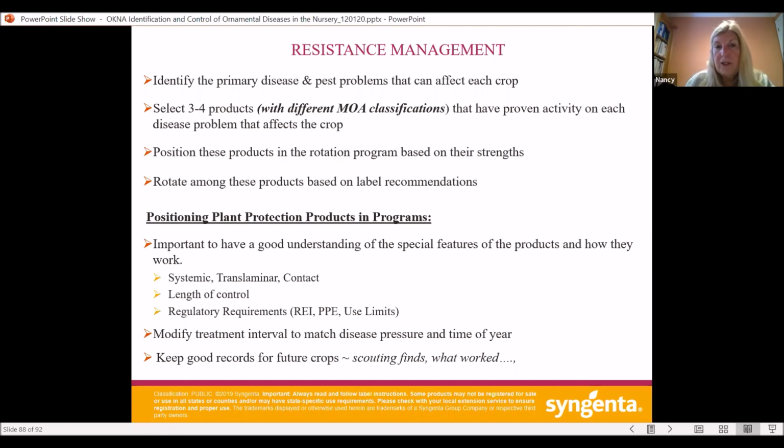It is important when you are positioning these products to have an understanding of how they perform. Are they translaminar? Are they systemic? What's the length of control you normally get? What are some of the regulatory issues that go along with the label? And then always keep good records, because if you had a problem one year, you may likely see it again the following year, and now you can be prepared to protect it.